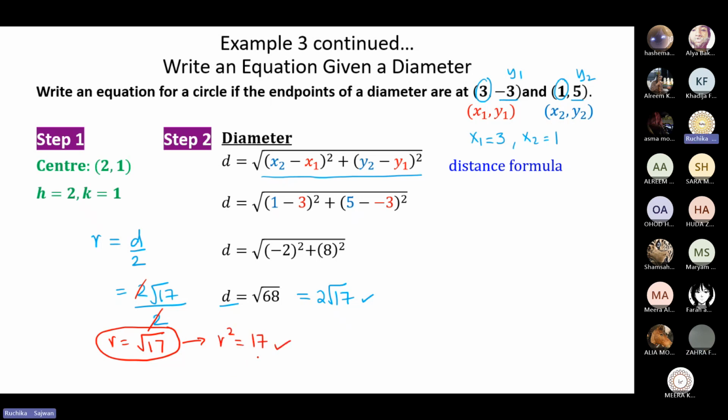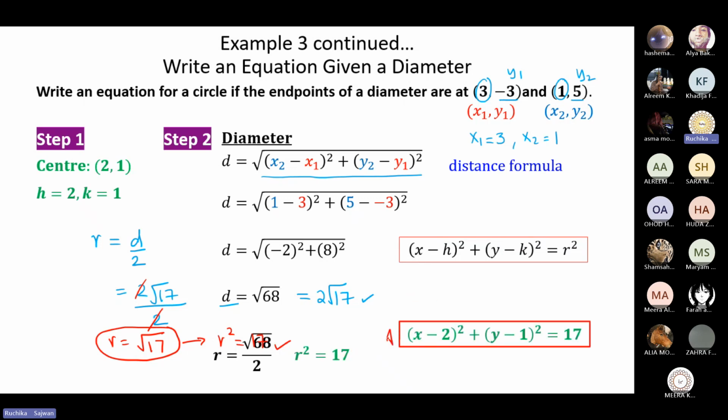Right? Yeah. So now you put everything in your equation. You know the center, you know the radius. So can I say this is going to be my final answer? The equation. Everybody agrees? H comma k we know from step 1, it is 2 comma 1. The radius we know from this step, r square is 17. So I plug in all the values in this and I get my equation. Understood? Is this clear?